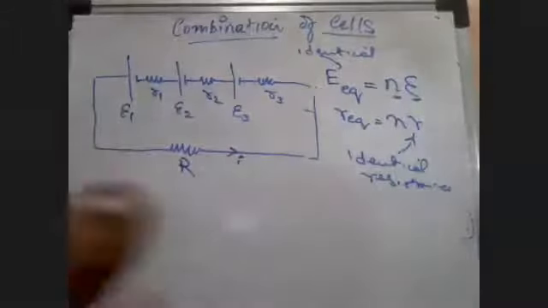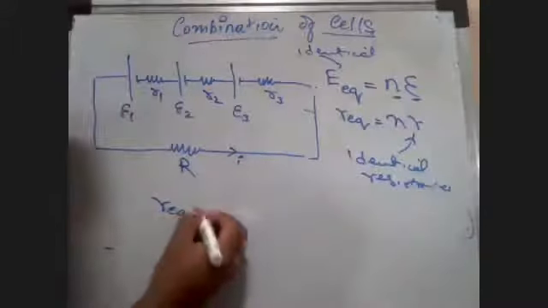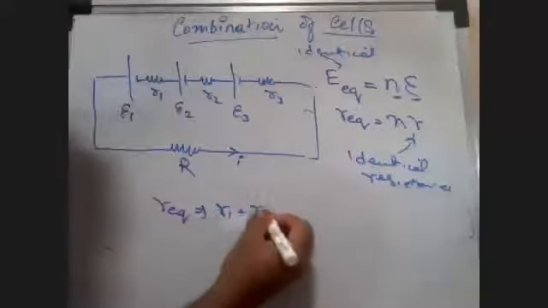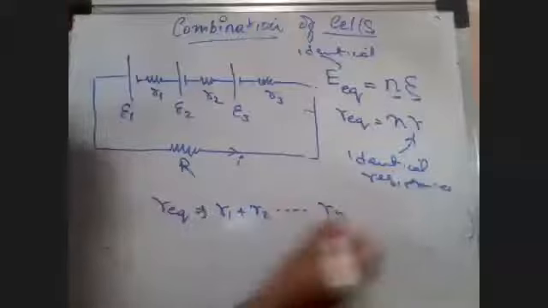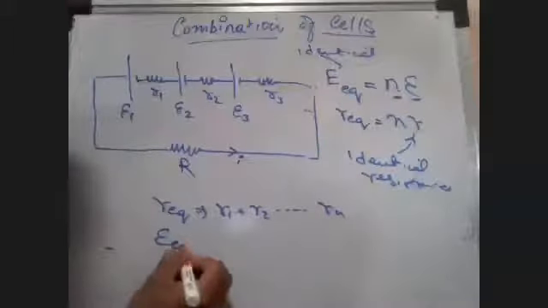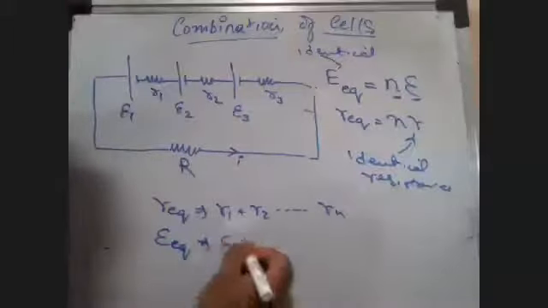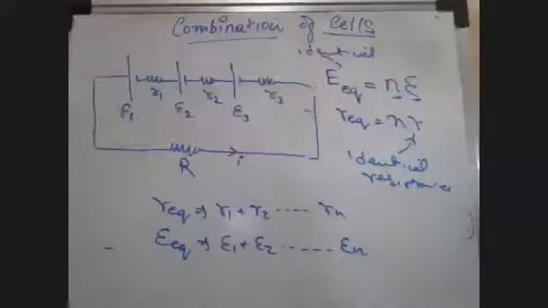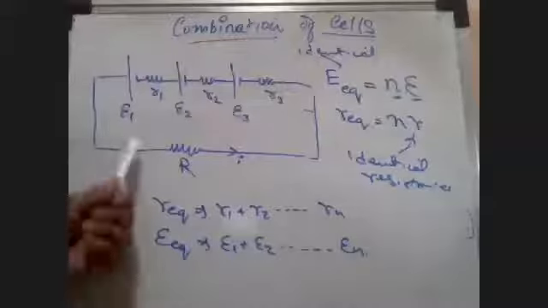So I will write it. R equivalent will come out to, for non-identical cases, R1 plus R2 and so on till Rn, and epsilon equivalent will be, of course, epsilon 1 plus epsilon 2 and so on till epsilon n. For everyone, is this clear? This is a small topic. Okay. So now, if we know this much, looking at the circuit, can I find out what the current is going to be?